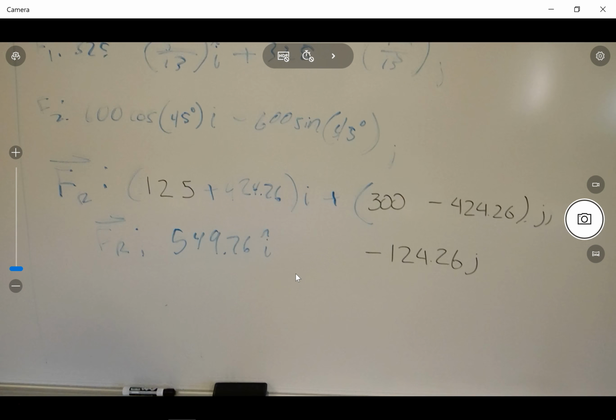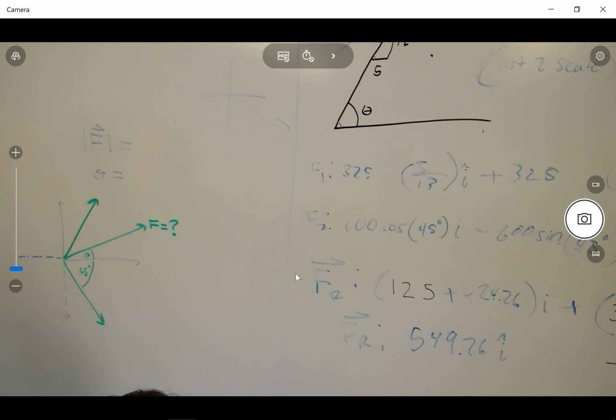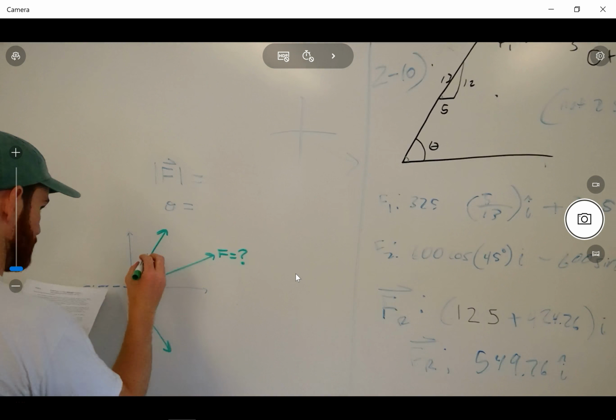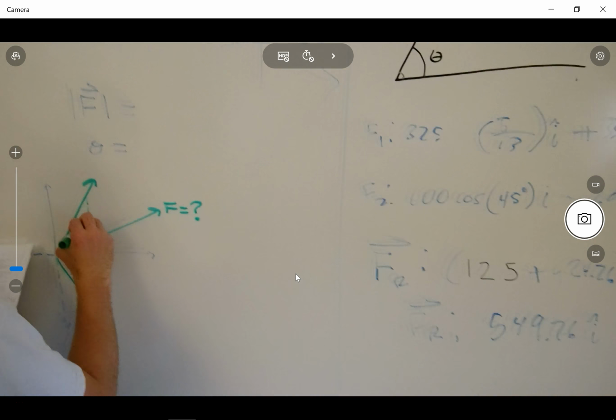Did you guys figure this one out? Are you still working on it? Good. Yeah, these ones are kind of tricky, right? Because it's a little backwards from the normal problem we got. It's not enough to just add them all up. You got to actually derive this third vector.